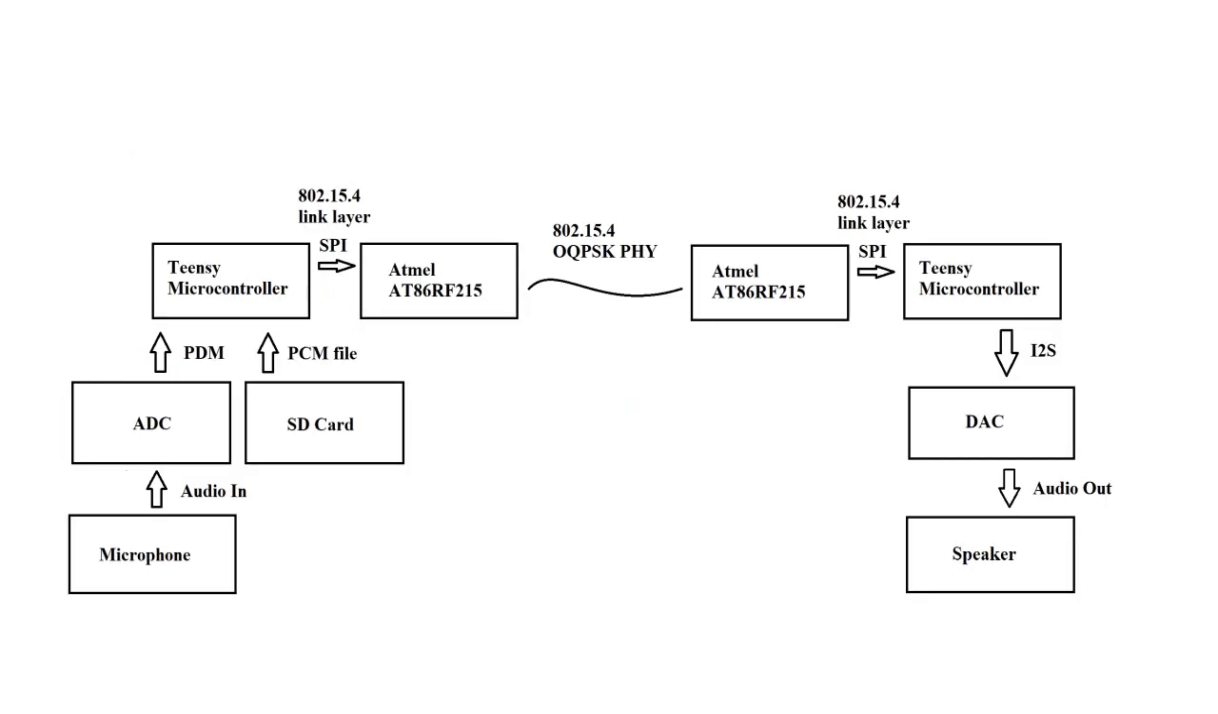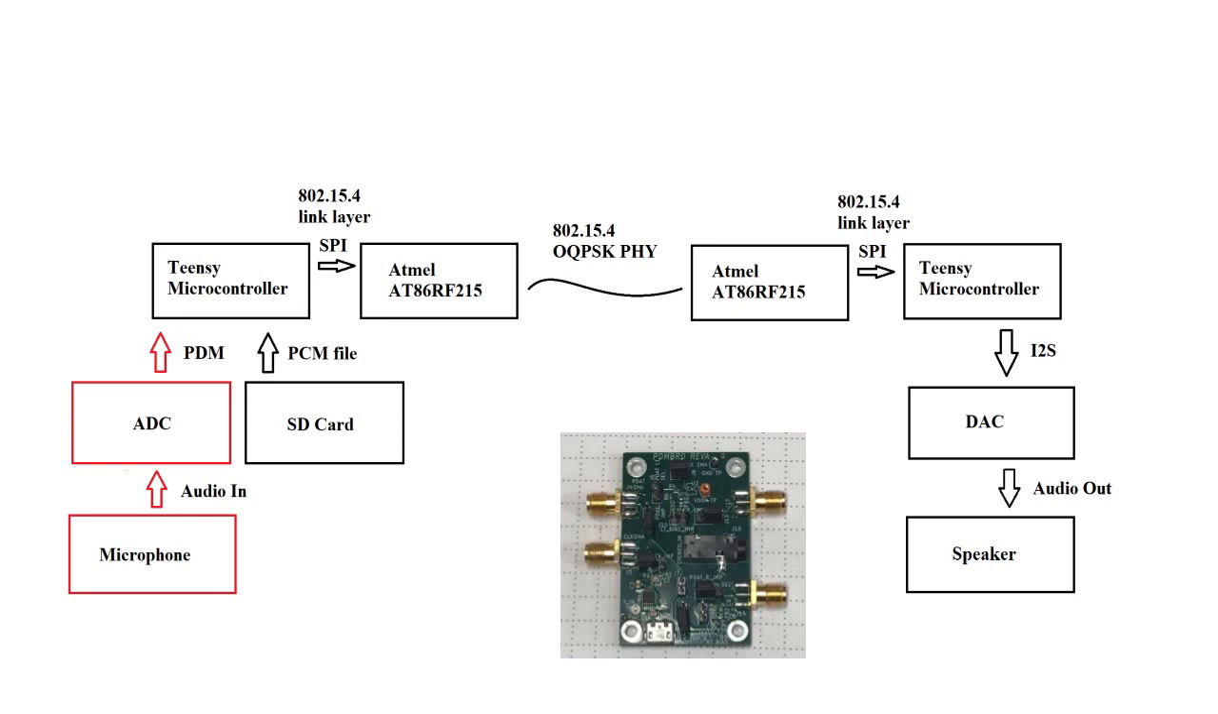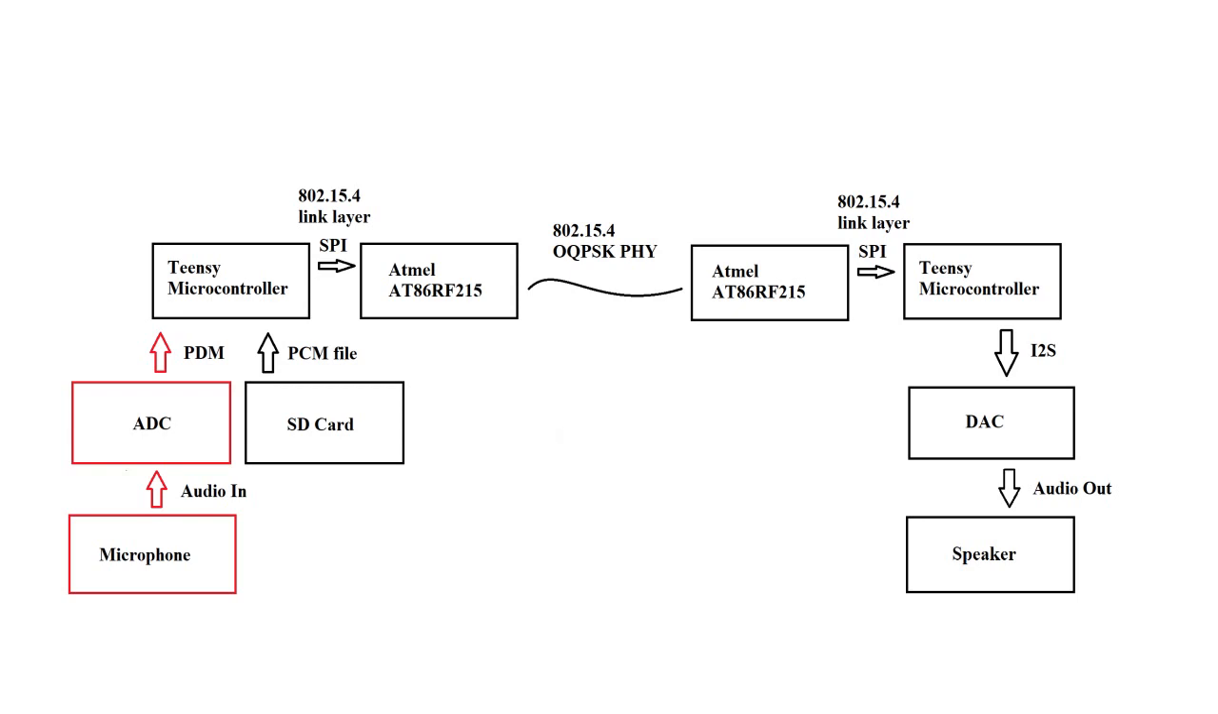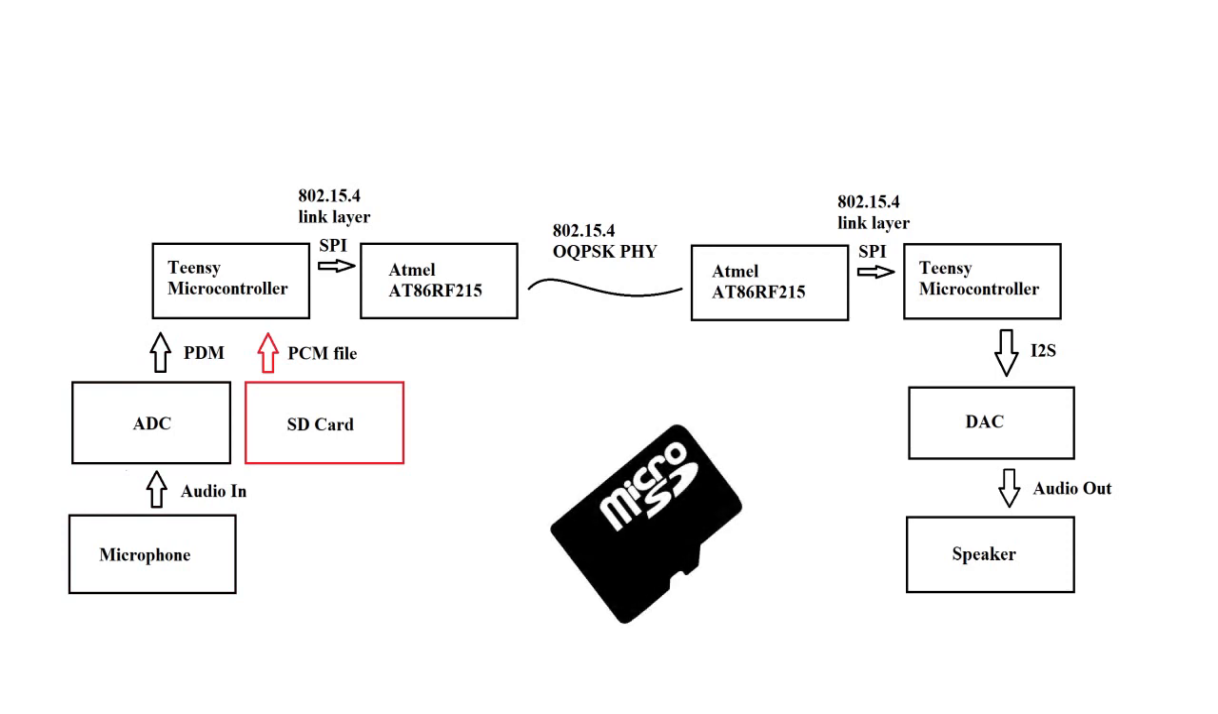To summarize, we'll go over the signal flow through each of these components. First, audio is recorded from the microphone through the analog to digital converter and sent to the Teensy through a PDM interface. Alternatively, an audio file can be loaded from an SD card and transmitted instead.